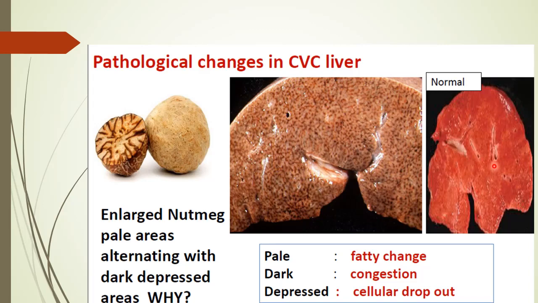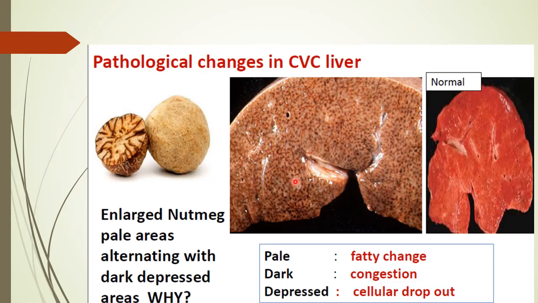Here is the normal liver tissue, as you see in this picture. This is a normal healthy liver tissue, but this is chronic venous congestion, the cut surface of the liver in chronic venous congestion, showing the nutmeg appearance. The nutmeg appearance is due to alteration of pale areas with dark areas.